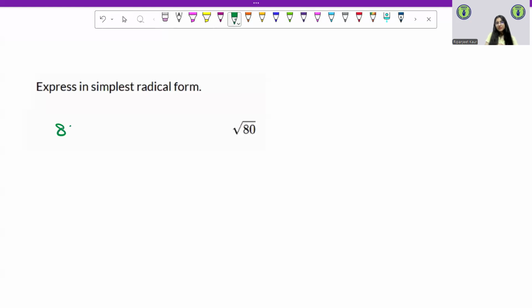Root 80. Again, we have to do the same process. We take the smallest prime number with which 80 can be divided. So we take in ascending order like 2, then 3, then 5, like that. What can we divide this 80 with? 2. What do we get? 40.